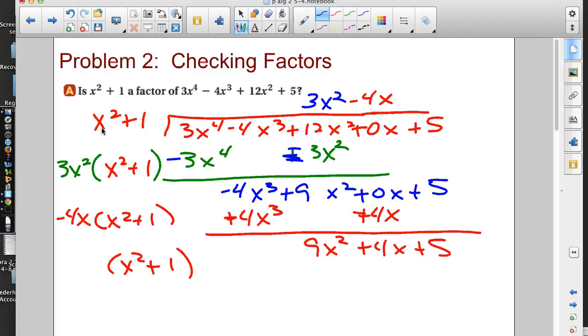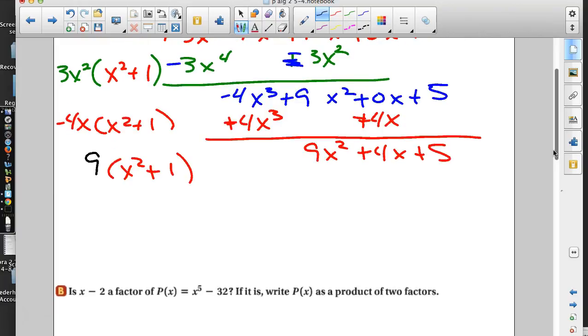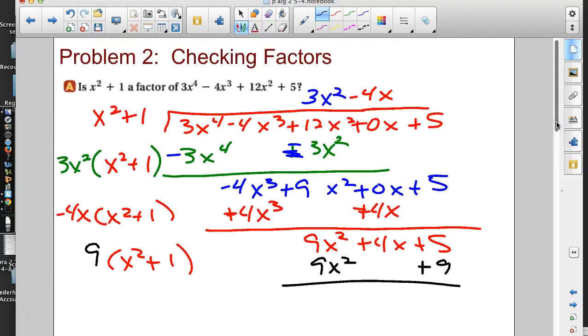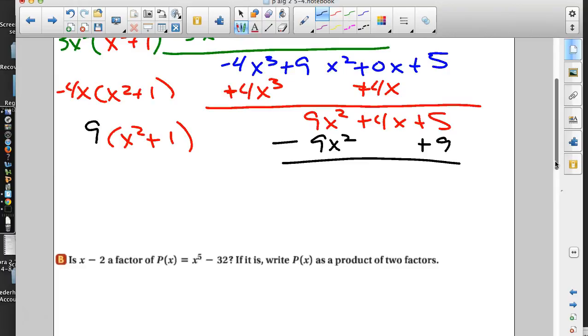What are you going to multiply that by to get rid of that first term? 9. 9x squared plus 9. And again, we don't like it because it doesn't line up where it's supposed to line up, but 9x squared, it's 9. It's doing its job. Back down here, change the signs, and add. Can we go one more time?